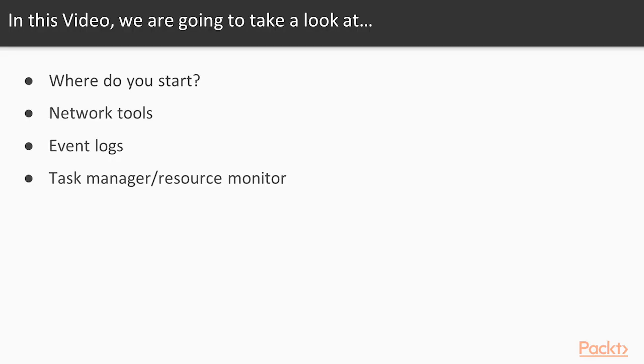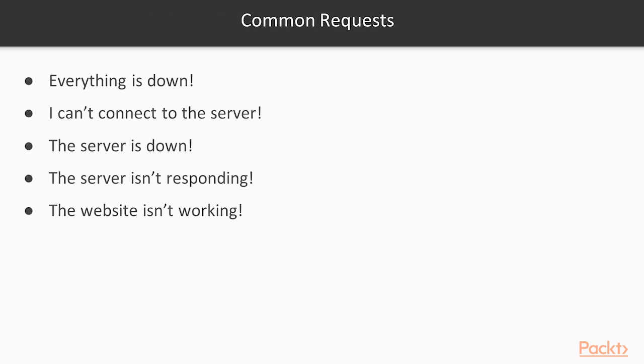In this video, we're going to take a look at, first, where do you start? How do you know what you need to be troubleshooting on this server? From there, we'll spin through the network tools that we've looked at through this course. We'll take a brief run through event logs one more time, and then look at the task manager and resource monitor.